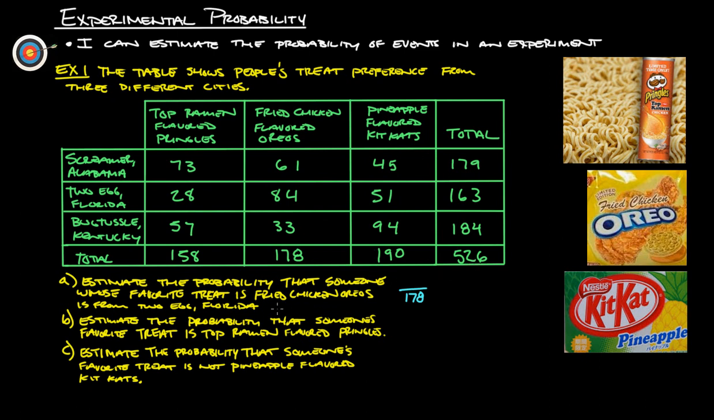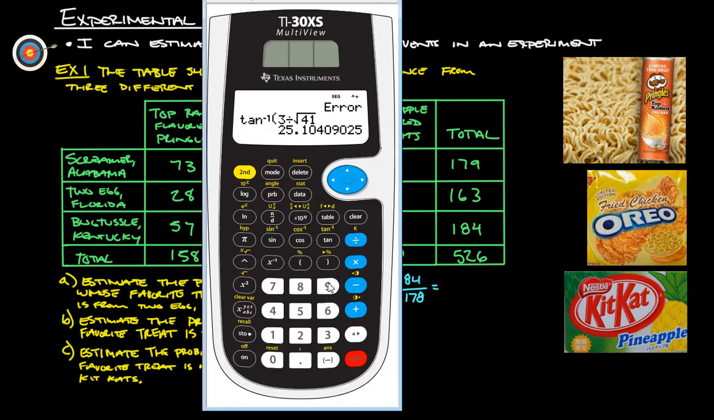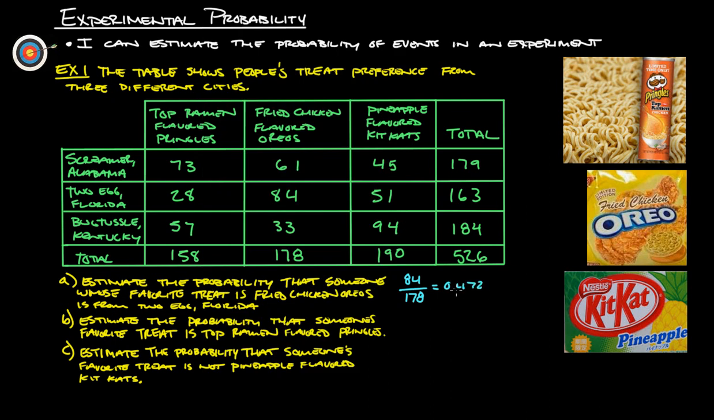And then what's the probability that those people are from Two Egg, Florida? So then here's Two Egg, Florida. 84 of the 178 people whose favorite flavor was fried chicken flavored Oreos, 84 of those are from Two Egg, Florida. Okay, so if we get our calculator out, we do 84 divided by 178, and we can write that as 0.472, or 47.2%. Okay, so you can write it really any one of these three ways. I kind of like the percent the best. It kind of gives me the best idea, but any one of these three would work out just fine.